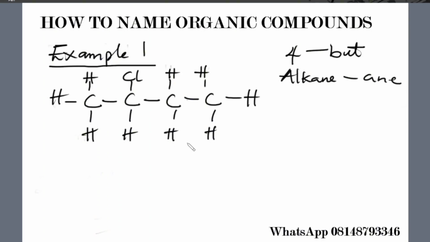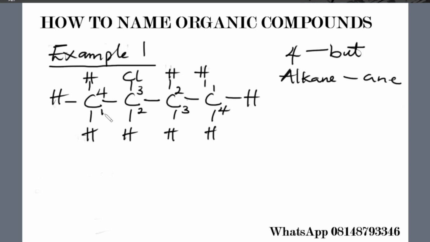So the fourth thing to be done is to number the longest carbon chain from left to right and from right to left. So we have 1, 2, 3, 4. 1, 2, 3, 4. Now the fifth thing to be done is to choose the lowest value where the substituent is attached. Now what's the substituent here? The substituent is chlorine.